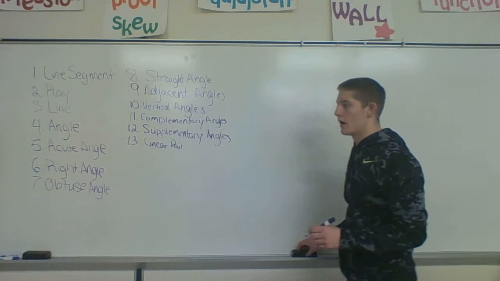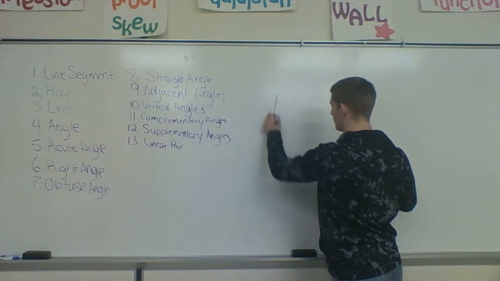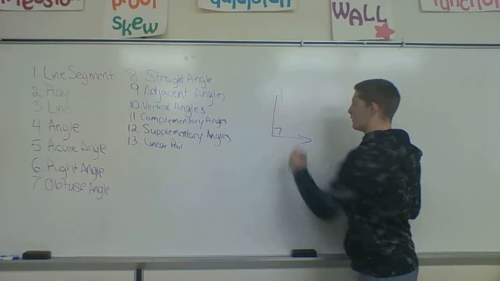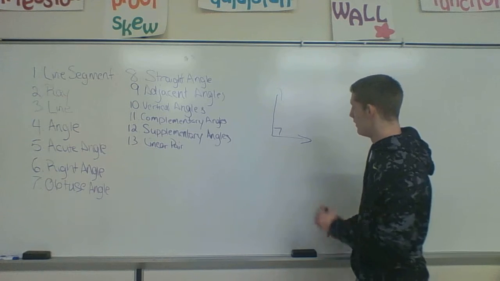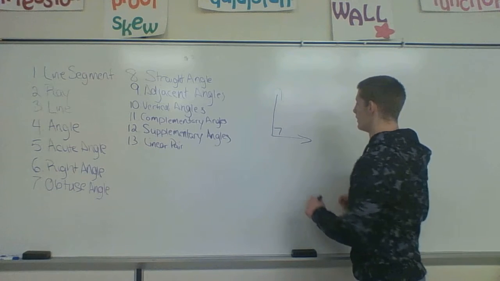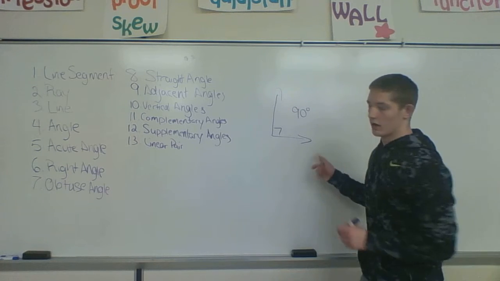Next, we have the right angle. The right angle is any angle with a measurement of exactly 90 degrees. These angles are normally marked with a square drawn at the angle. So this right here is 90 degrees exactly.